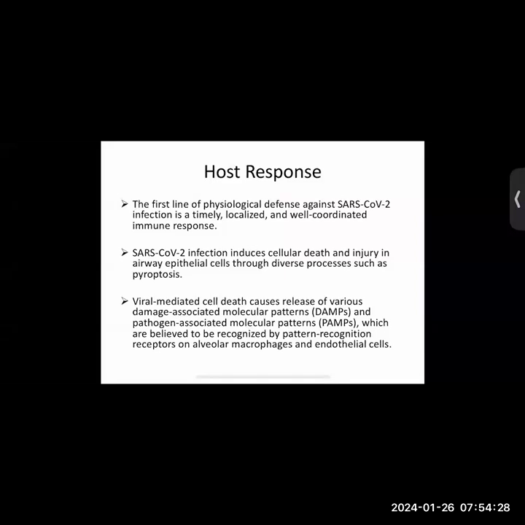Okay, so the second pathophysiological process is actually the host response. Now, the first line of the physiological defense against it is said to be a well-coordinated, localized immune response, but over time, there's actually hyperfunctioning of the immune response. Now, what COVID virus infection actually does is that it induces cell death and injury, especially to the cells that have been infected, and it does this through pyroptosis as well as necroptosis. And then there are several chemoattractants which are released, which also helps in release of some pro-inflammatory cytokines, causing the inflammatory reaction.